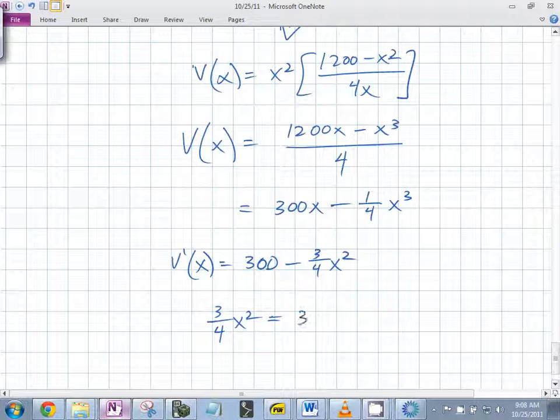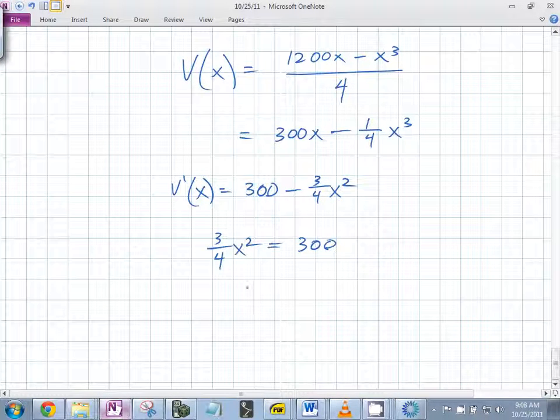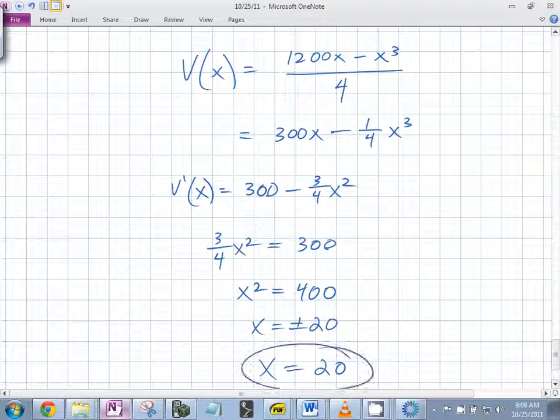300. That's what you're looking for. So x squared is equal to what? 400. So x is equal to plus or minus 20, but we're looking for a real box that isn't extending into negative space. So x should be what? 20. How do we go about proving that that's the minimum really easily?